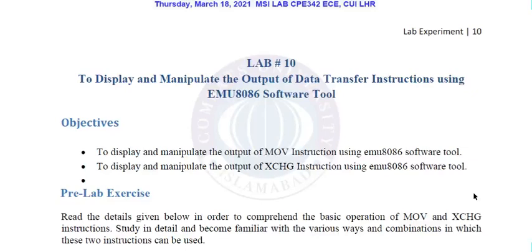Bismillahirrahmanirrahim. In today's lab, I am going to explain lab number 10. Basically, the title of lab number 10 is to display and manipulate the output of data transfer instructions using the emulator 8086 software tool. Basically, there are two data transfer instructions. One is move and the second one is exchange.